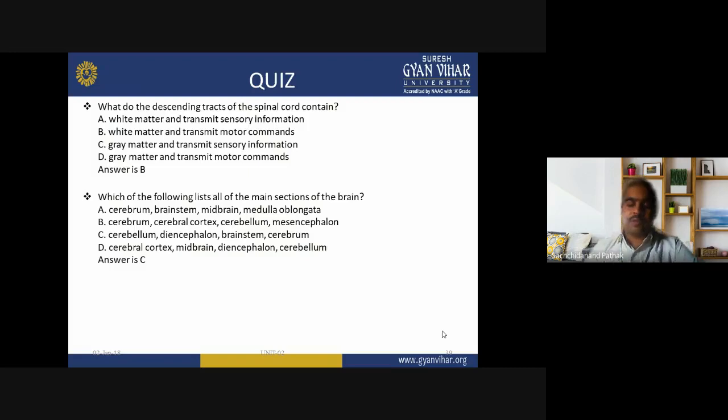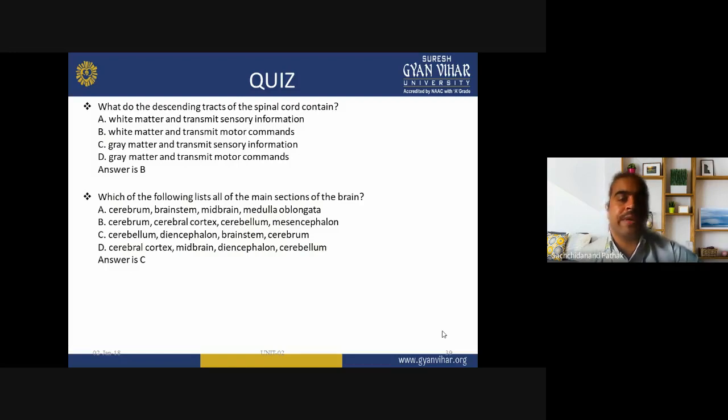Now it's time for the quiz. There are several questions, like: what do the descending tracts of the spinal cord contain? Spinal cord के descending tracts क्या contain करते हैं? That will contain the white matter and transmit motor commands. Yes, answer B is correct.